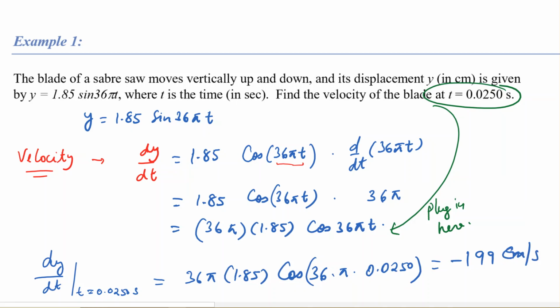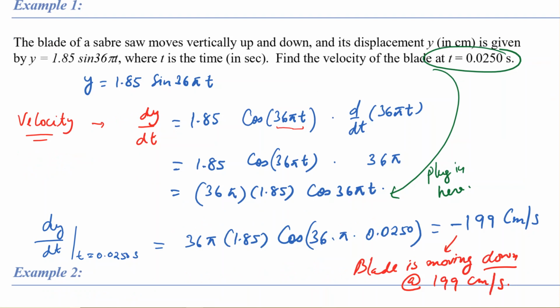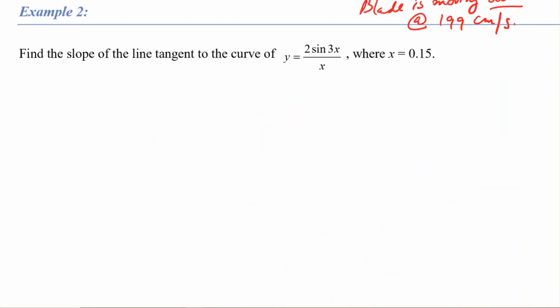Alright, so what this negative sign shows is that the blade is moving down at a speed of 199 centimeters per second. Thus, we were able to find the velocity of the blade at 0.025 seconds. So now let's find the slope of a line tangent to the curve of y equals 2 sine 3x over x, where the value of x is given as 0.15. So we need to find the slope of the tangent.